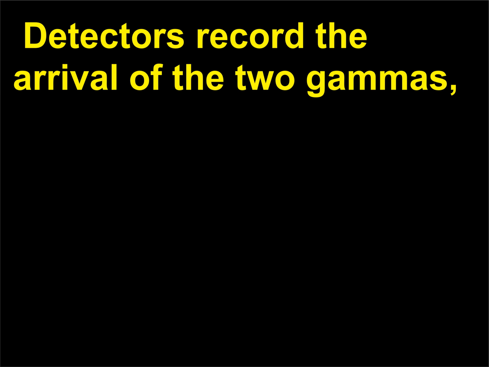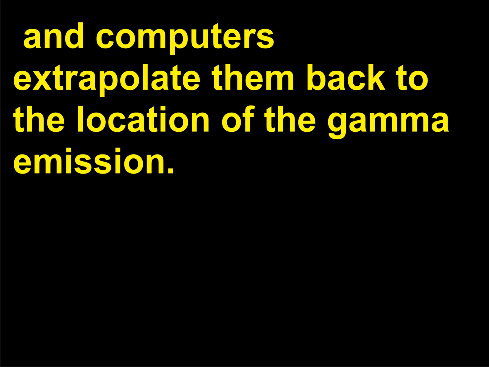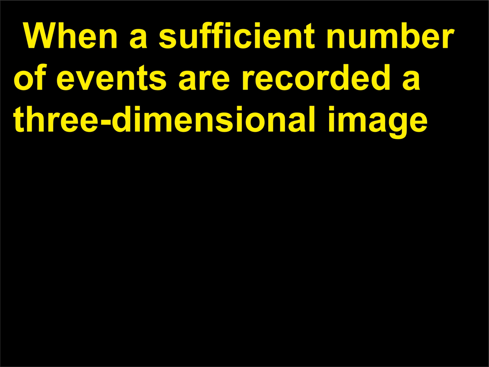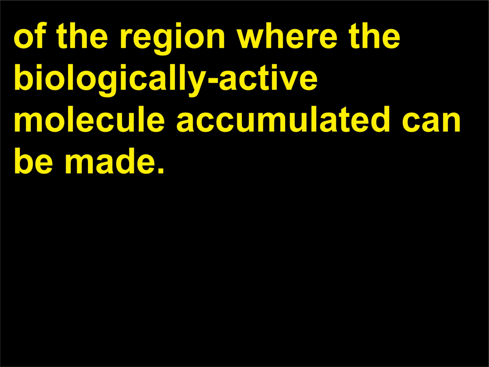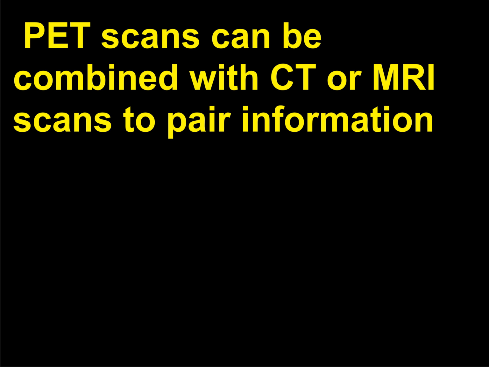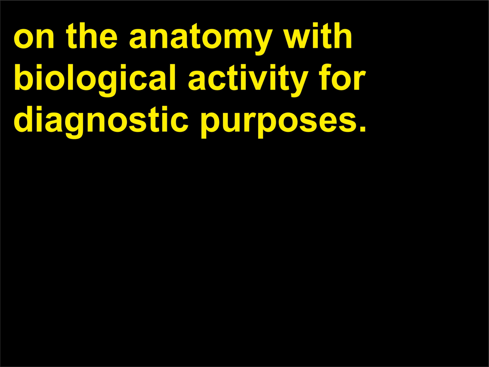Detectors record the arrival of the two gammas, and computers extrapolate them back to the location of the gamma emission. When a sufficient number of events are recorded, a three-dimensional image of the region where the biologically active molecule accumulated can be made. PET scans can be combined with CT or MRI scans to pair information on the anatomy with biological activity for diagnostic purposes.